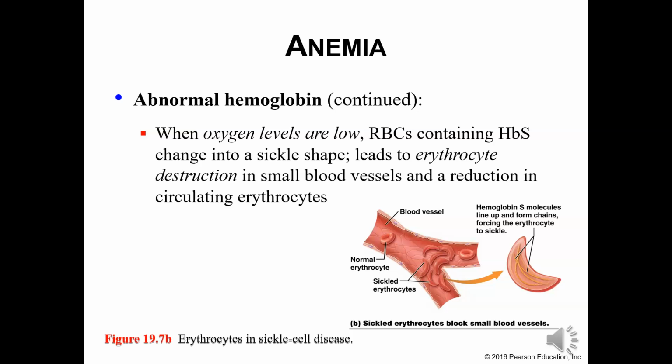So whenever the oxygen levels are low in the body, when the red blood cells are traveling through blood vessels, particularly in areas where the blood vessels branch, that's going to create turbulence, and it's also going to cause the oxygen level to be fairly low in those areas. That causes these hemoglobin S molecules to line up and form chains, and that forms the erythrocyte, basically a sickle like you see here. It usually occurs in these smaller branching vessels.